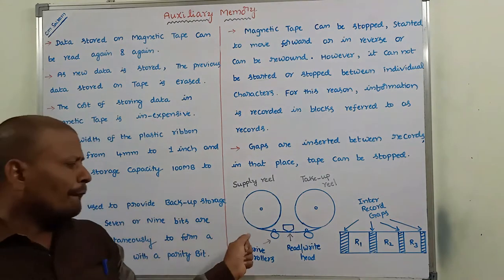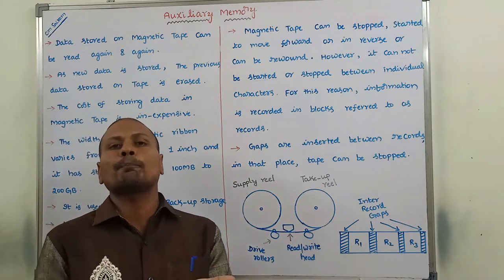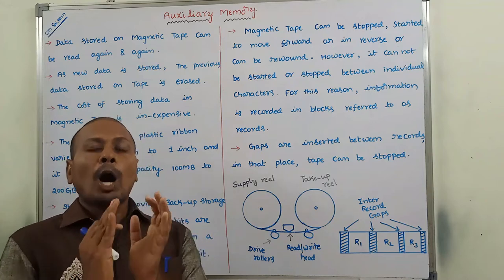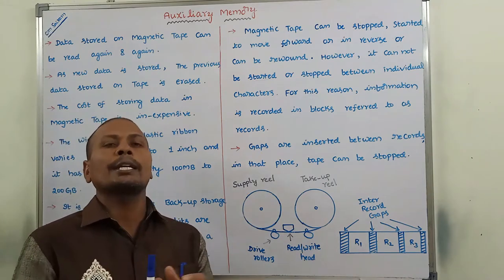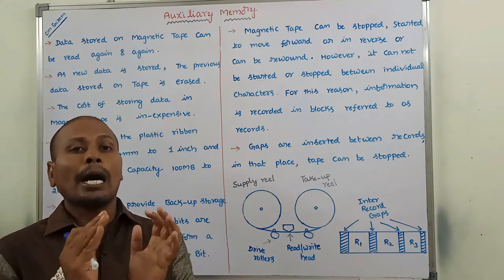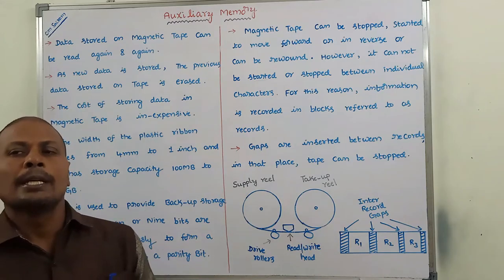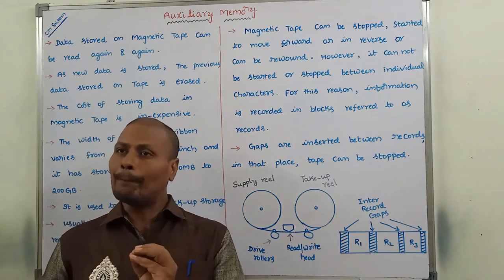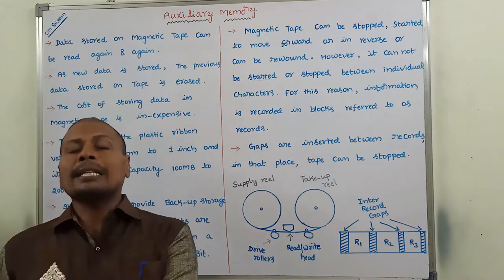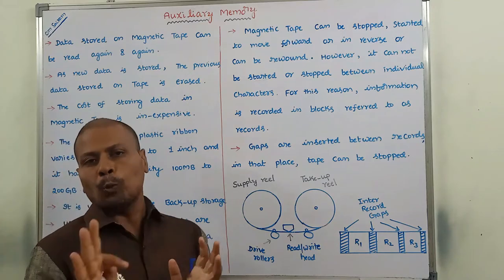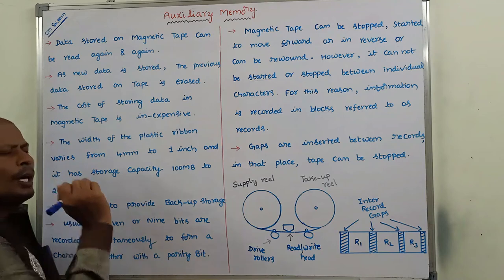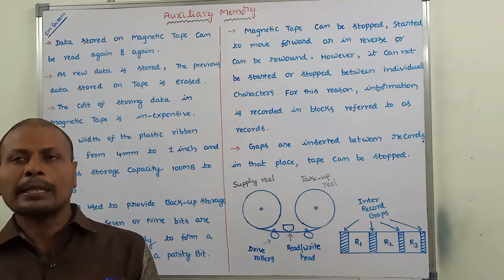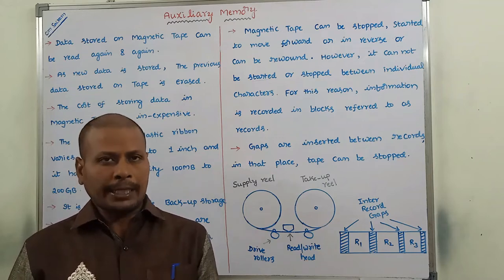Next point, the width of the plastic ribbon can vary from 4 mm to 1 inch, and how much information can be stored on the magnetic tape can vary from 100 MB to 200 GB. So the plastic ribbon width can vary from 4 mm to 1 inch. Next one, the main purpose of magnetic tape is to provide backup storage. For backup storage, we have to use the magnetic tape.